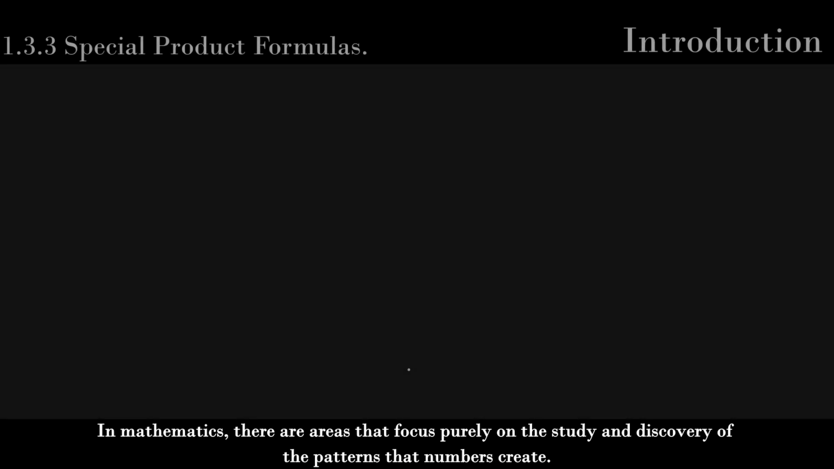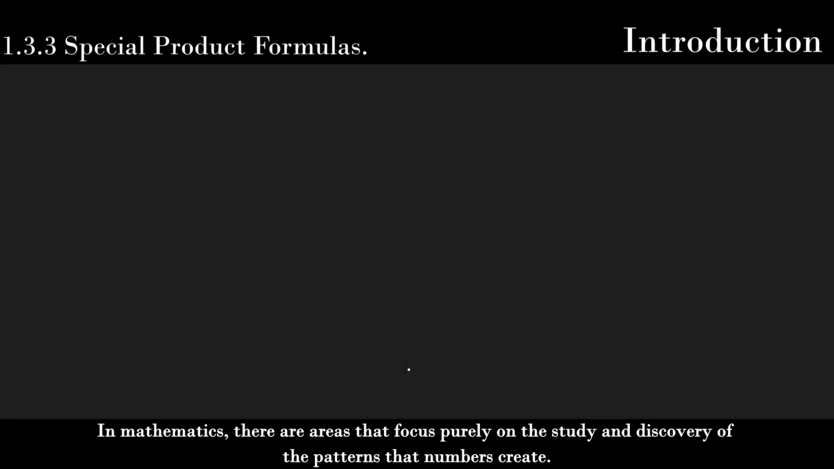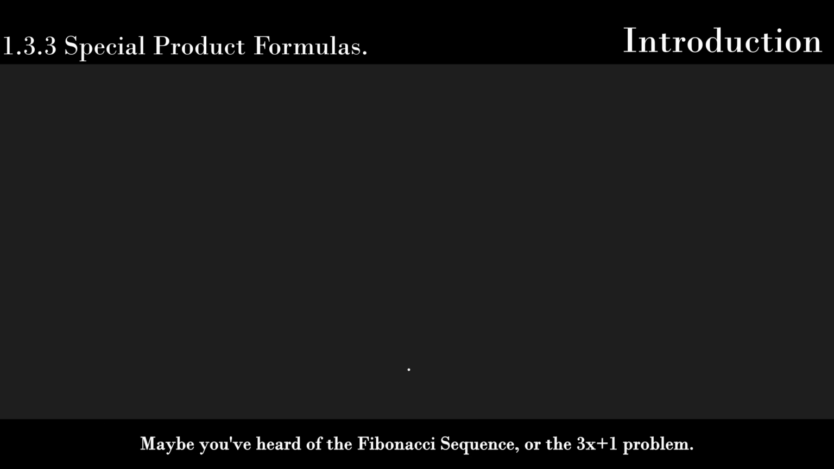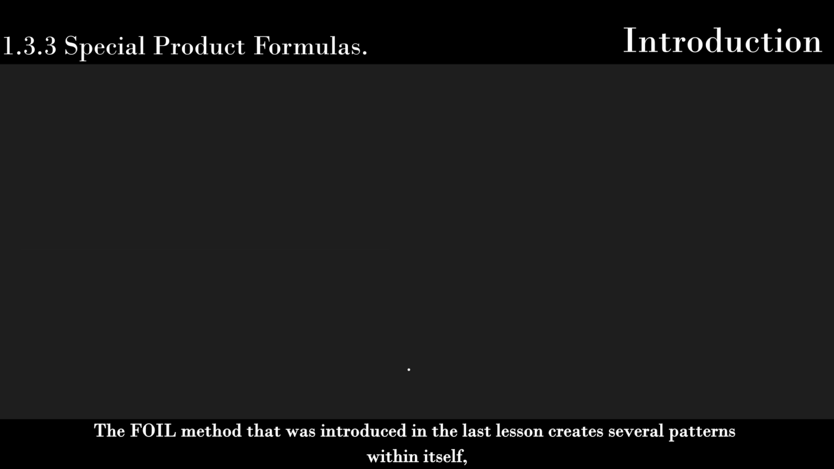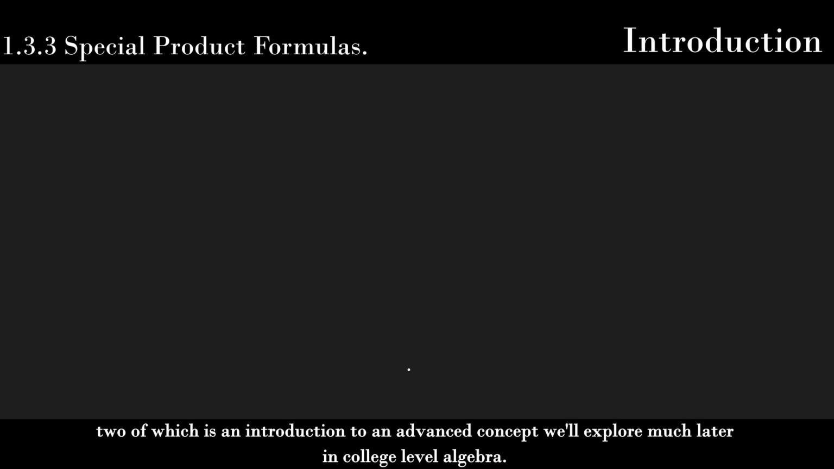In mathematics, there are areas that focus purely on the study and discovery of the patterns that numbers create. Maybe you've heard of the Fibonacci sequence or the 3x plus 1 problem. While the problems we're going to see at this level of algebra are not quite the same as what these two problems create, they're still patterns nonetheless. The FOIL method that was introduced in the last lesson creates several patterns within itself, two of which is an introduction to an advanced concept we'll explore much later in college level algebra.